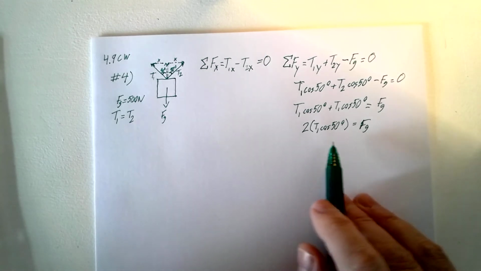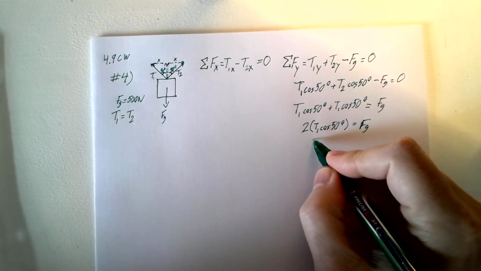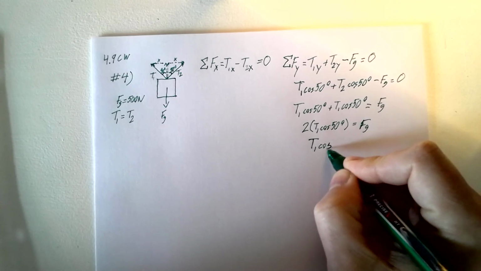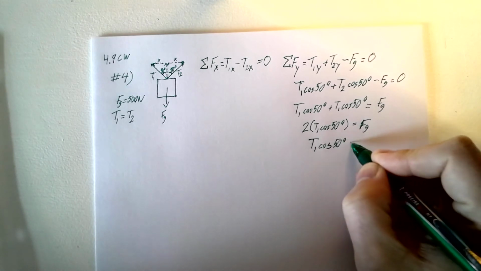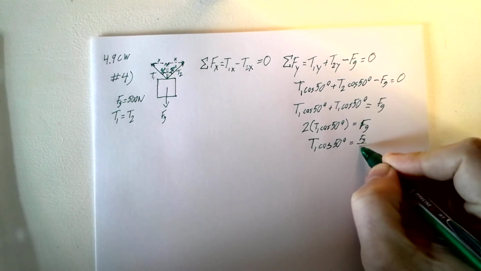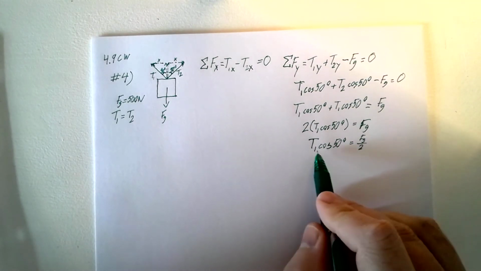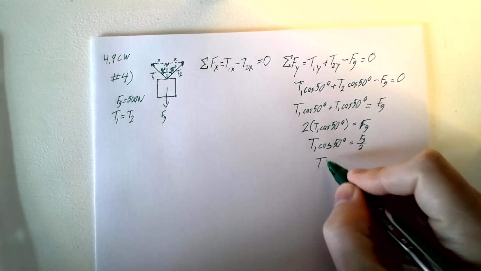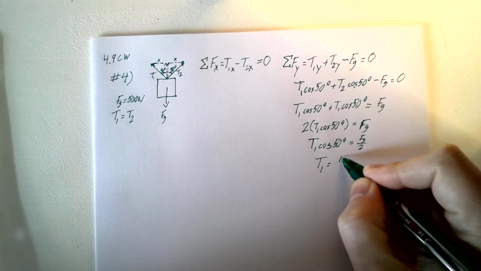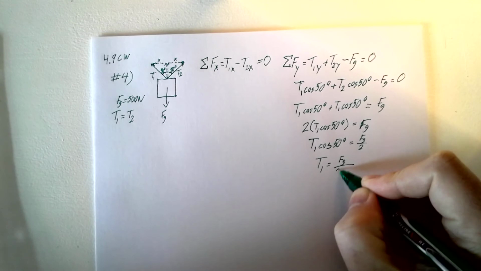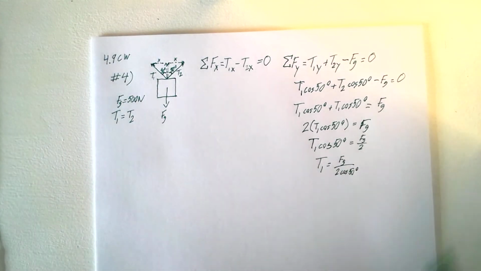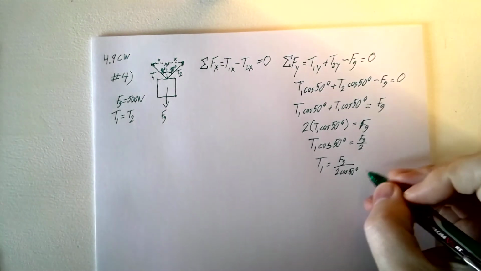Okay, we're almost there. So divide by 2. And then to get T1 by itself, we divide out cosine 50. So T1 equals Fg divided by 2 cosine 50 degrees. Alright, now that we have this, it's just a matter of plugging in our values.